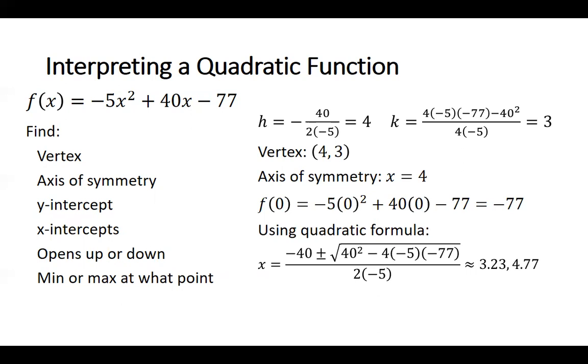Well, does it open up or down? That can always be done by looking at the leading coefficient. The leading coefficient is negative, which would be a reflection over the x-axis, which means that it opens down. And then min or max, and at what point? If we're opening up, then we must have a minimum value. If we're opening down, we must have a maximum value. So it's a maximum value, and that value is going to be at the vertex. So we have a max at (4, 3).